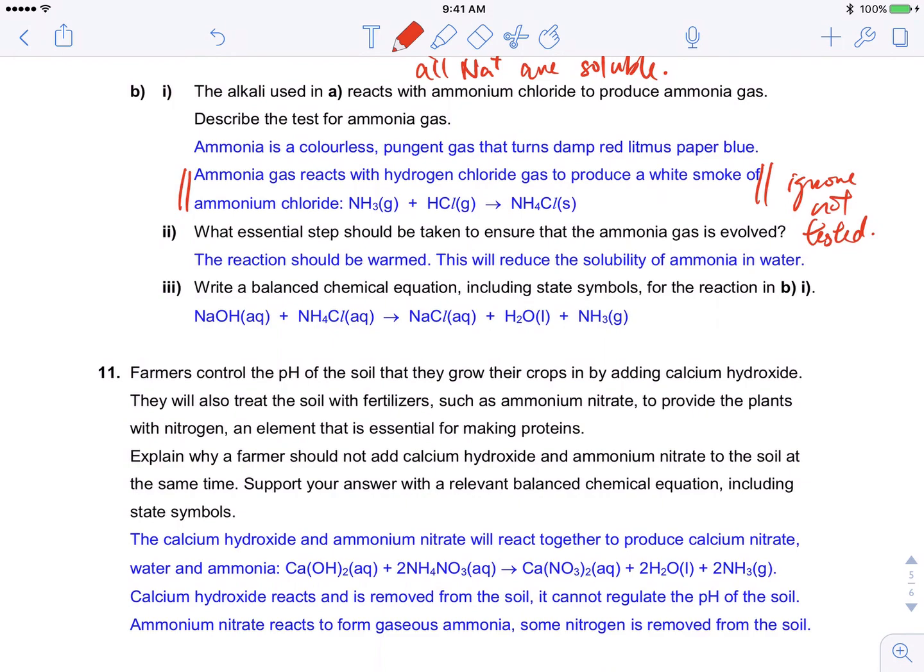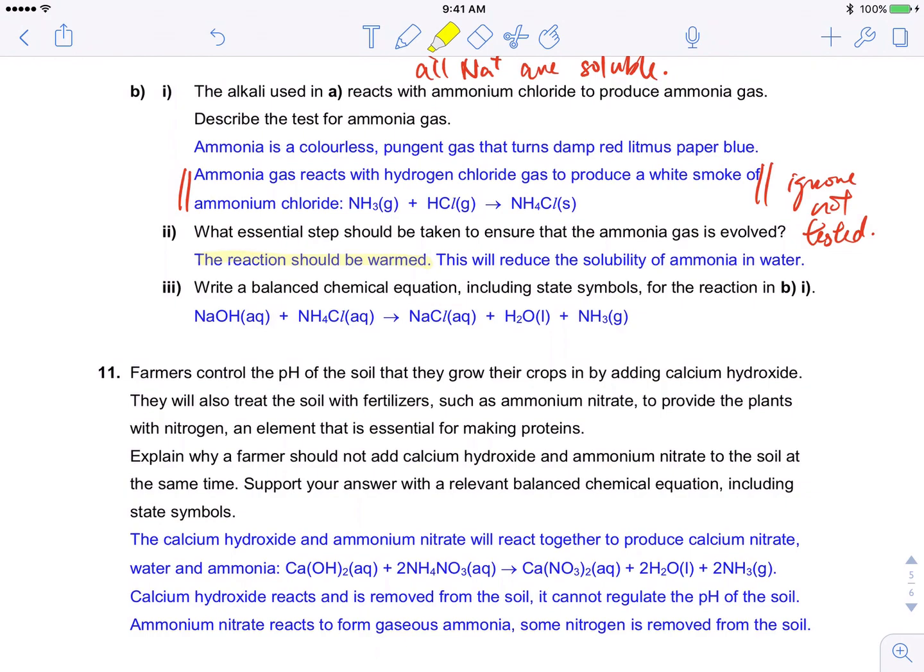Okay, what is the essential step that must be taken to ensure ammonia gas is evolved? This reaction should be warm. This will reduce the solubility of ammonia in water. Note that ammonia is very soluble in water, so if we don't warm the solution, any ammonia formed will just be dissolved in water and we will not get an alkaline gas.